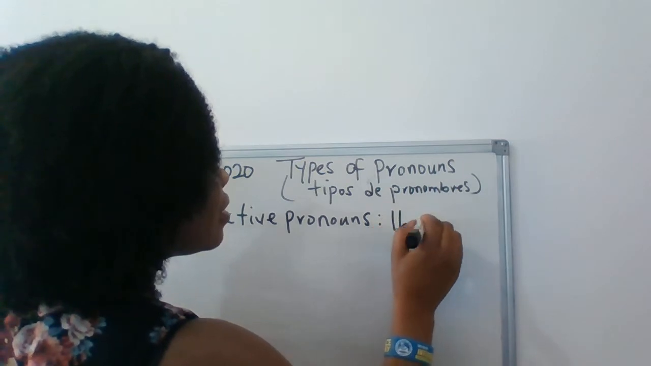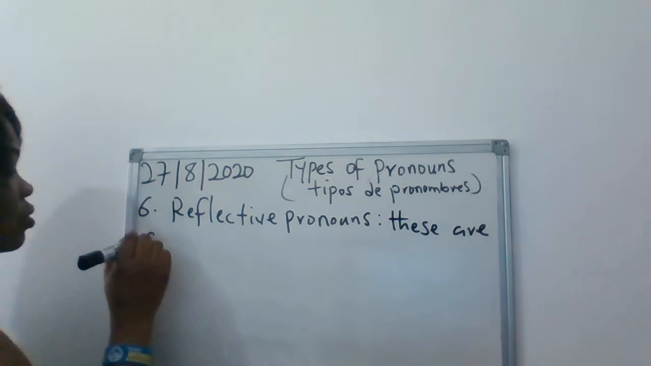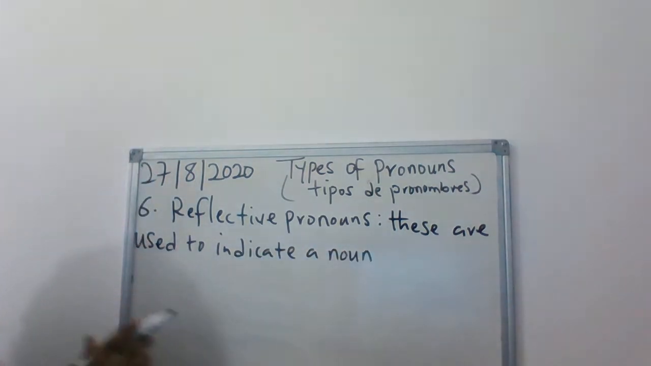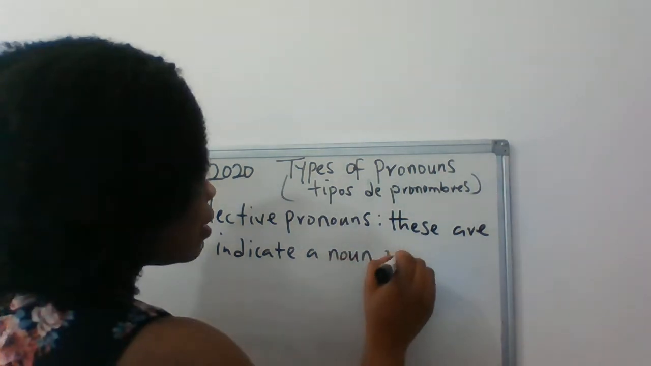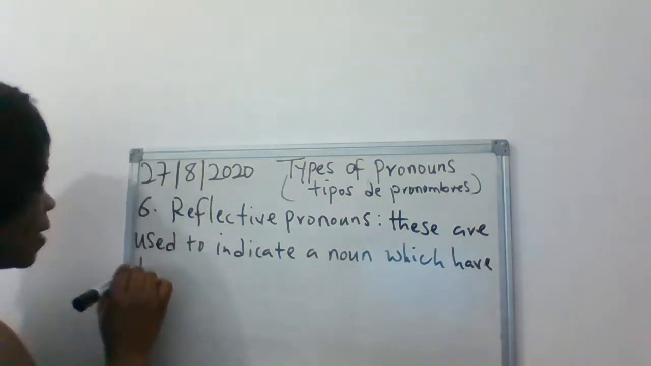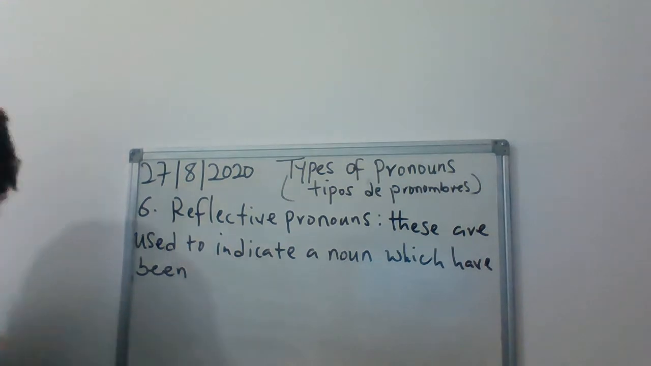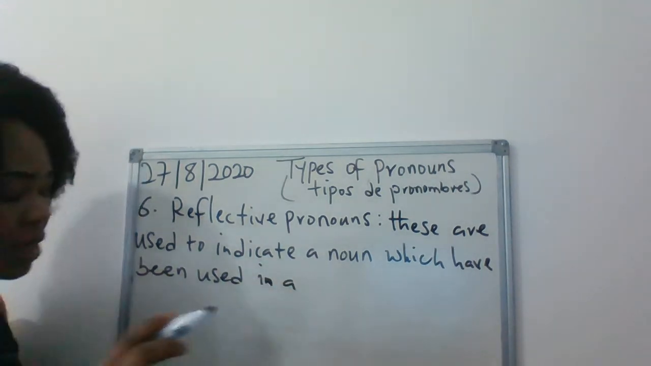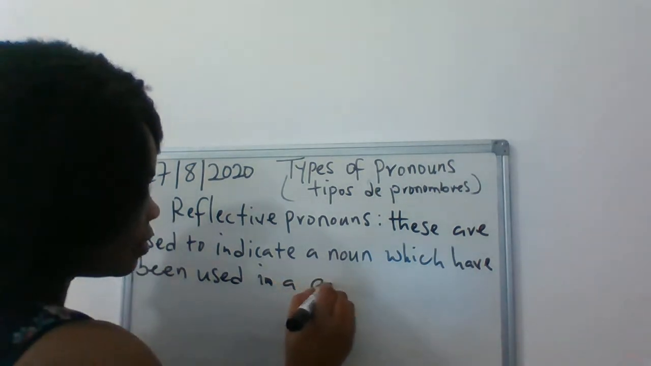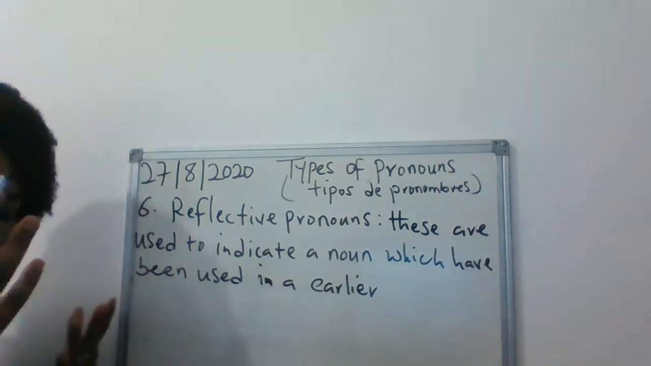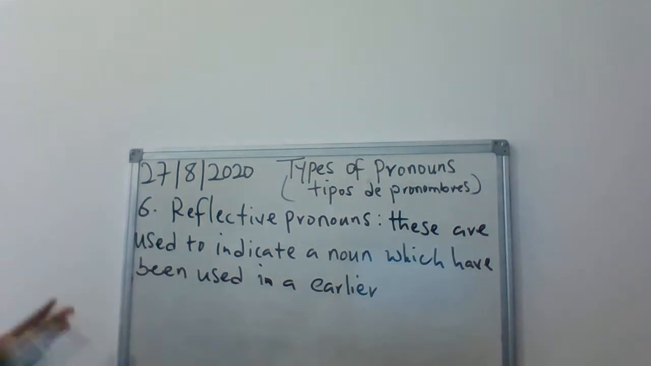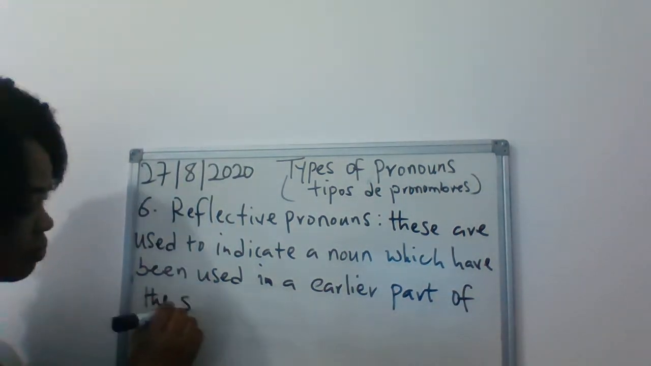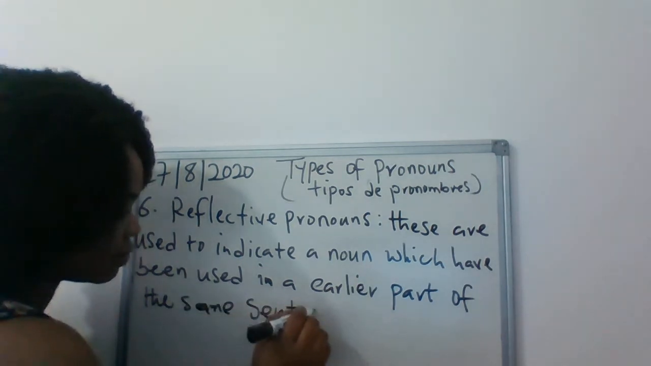Reflective pronouns, these are used to indicate a noun which have been used in an earlier part of the same sentence. Okay.